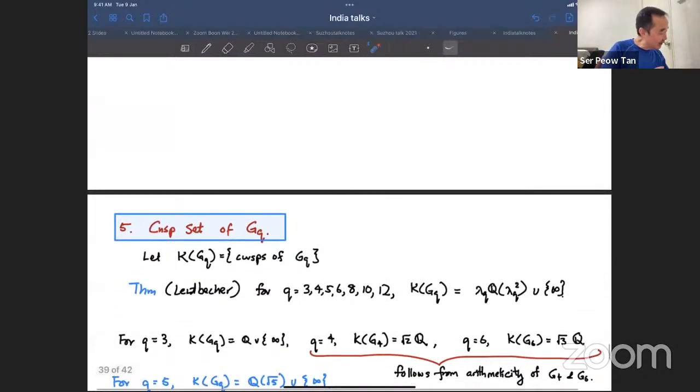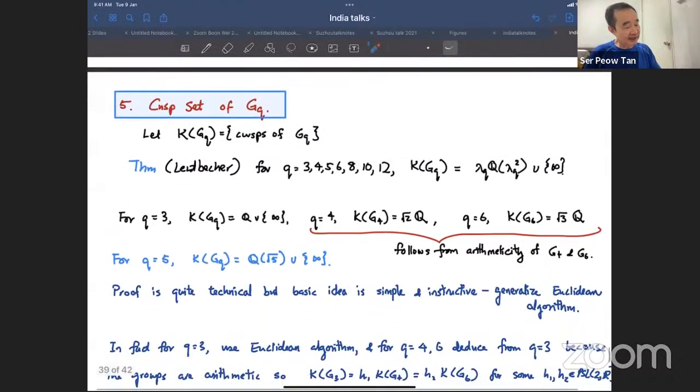Okay, let me see how much time I have. I have a bit more than 10 minutes. So I want to go on to the cusp set.